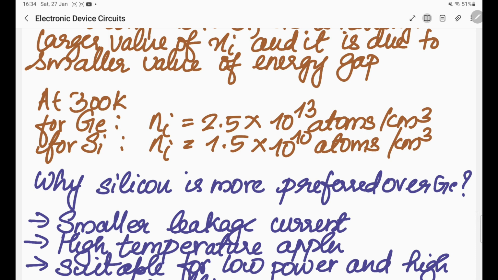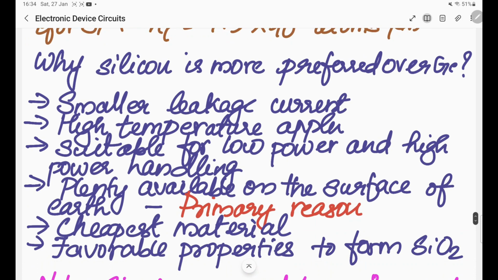Okay, so far we discussed intrinsic concentration, energy band diagram, etc. Now the main question: why silicon? Even though germanium has a lot of different qualities, why is silicon more preferred over germanium? Smaller leakage current, we discussed that. Leakage current for germanium is in terms of microamperes, and in the case of silicon, it is in terms of nanoamperes. That's one main difference. And for high temperature application, the maximum operating temperature for silicon is around 175 degrees Celsius, and for germanium it is 75 degrees Celsius.